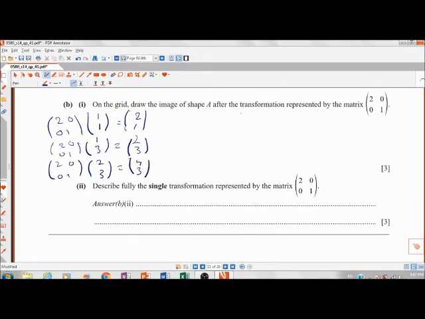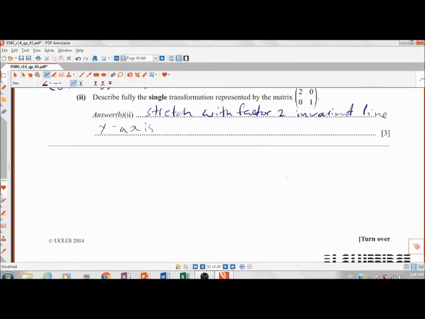Describe fully the single transformation represented by the matrix 2, 0, 0, 1. Alright, this matrix is a stretch with factor 2. Invariant line y-axis. Alright, done.